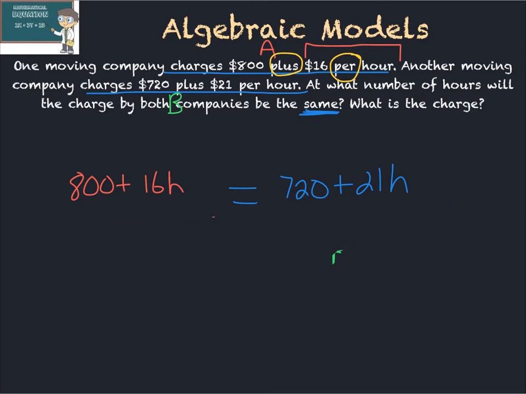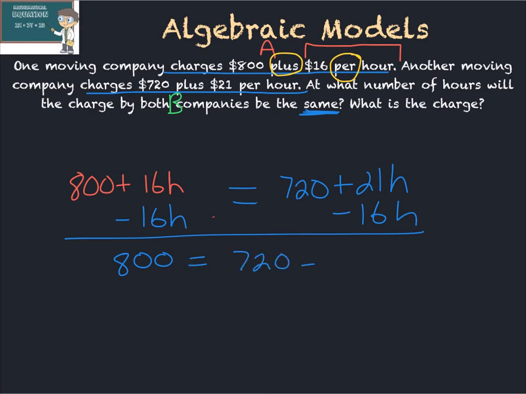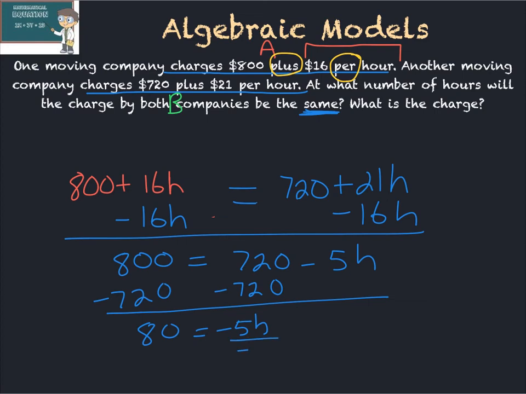So remember our steps to solving these type of equations. First, distribute if necessary. We don't need to distribute. Second, combine like terms on each side of the equation. No like terms to combine. Third, move the variable to the same side. So that's what we're going to do to solve this. If we do that, we end up with 800 equals 720 minus 5h. Then we would subtract 720, right? We would end up with 80 equals negative 5h, and then we divide by negative 5.